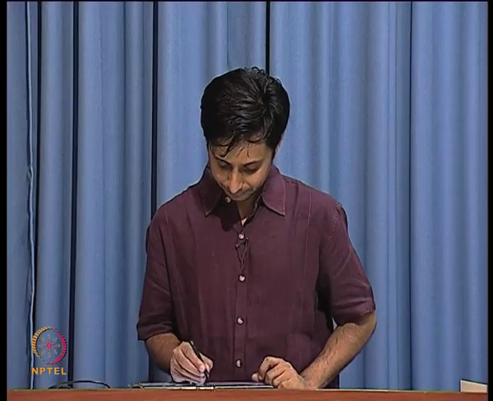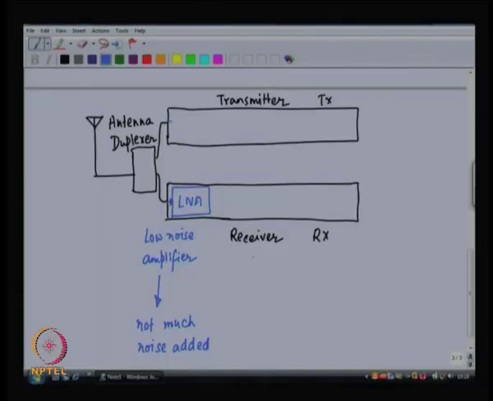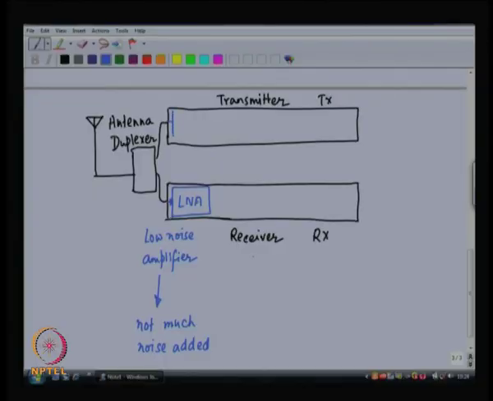What is going to be the last block on the transmit chain? Just before throwing out the signal to the antenna, to the duplexer, what we need is something called a power amplifier. We want to blast as much power as possible into the atmosphere, so that the base station can hear me clearly. So, that is a power amplifier, that is the last block on the transmit chain. Okay.